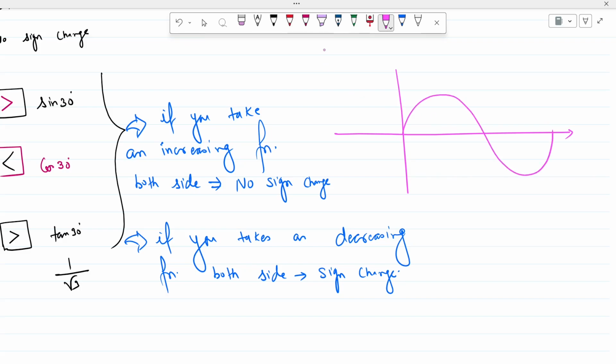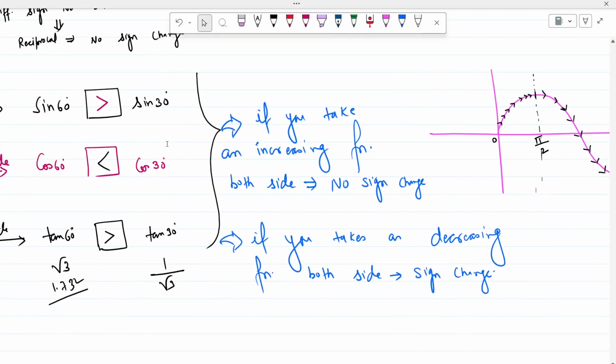Sine is like this. So somewhere it is increasing. From 0 to pi by 2, it is an increasing function, as x is increasing, y is increasing. But from pi by 2 to 3 pi by 2, it is continuously decreasing: down, down, down, and down. So it depends on which region we are working in. This 30 degree, 60 degree, they all are in the first quadrant. It means we are working from 0 to pi by 2. So that's why we can say that sine is an increasing function and the inequality doesn't change. Are you getting my point?